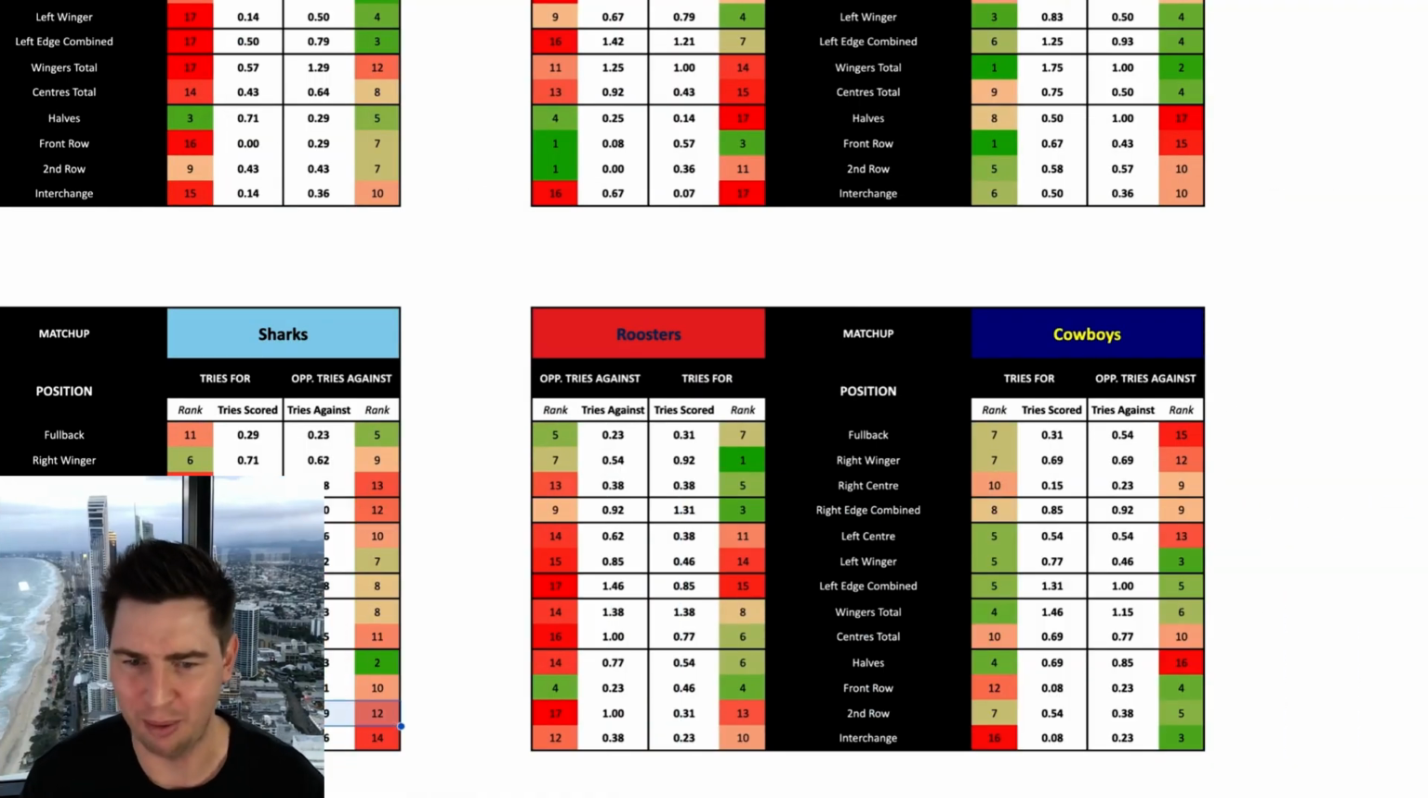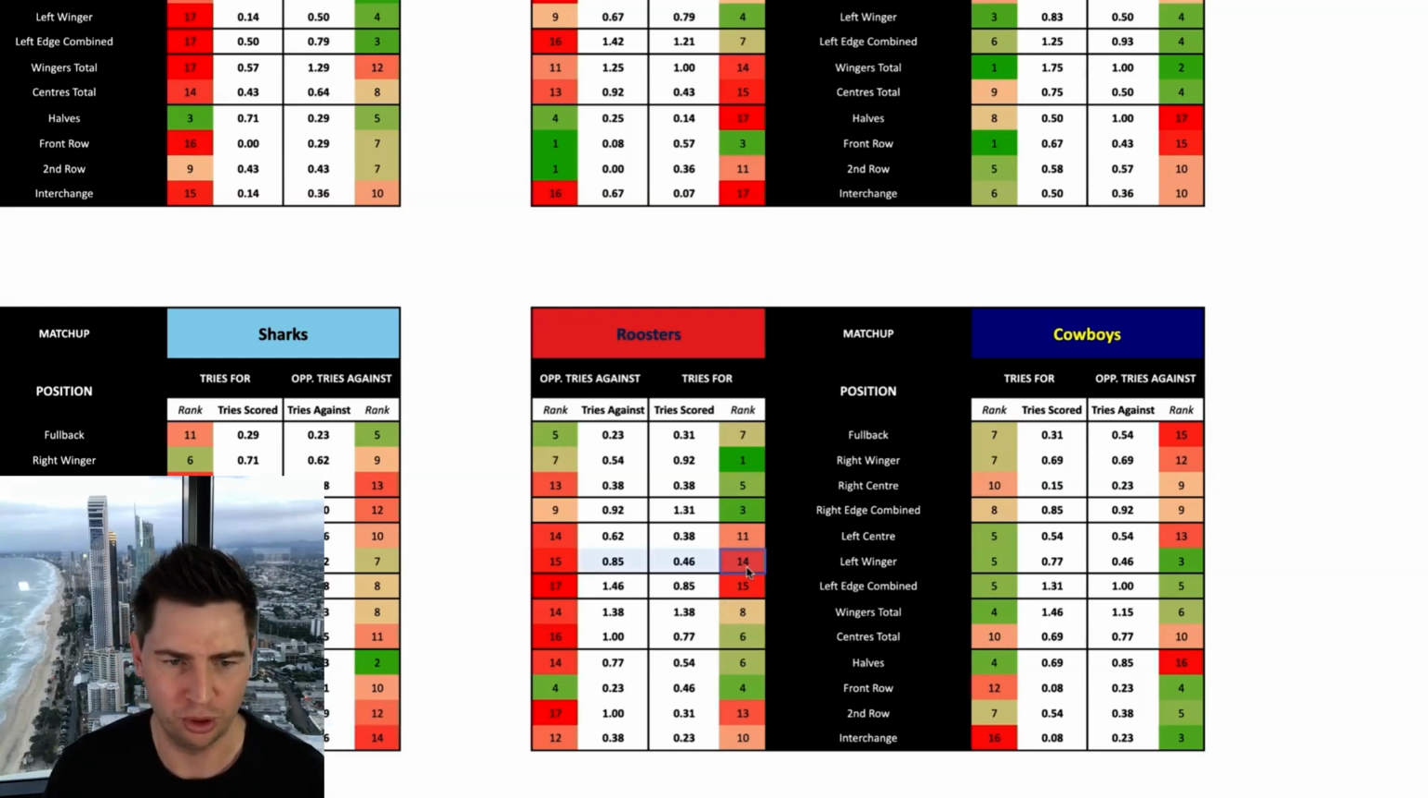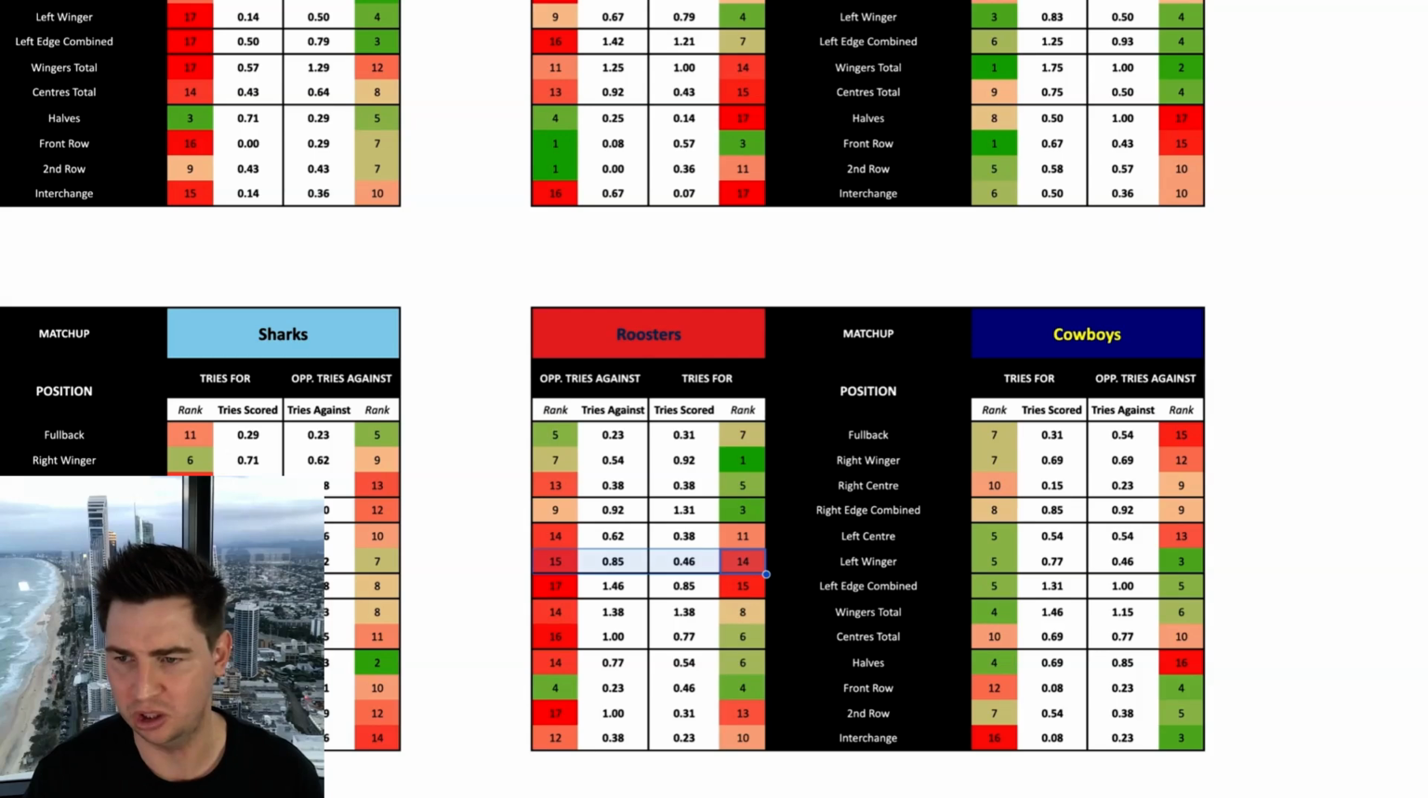Roosters versus Cowboys, just the one play in this game, and this was one of those games where when I first looked at it, I was like, oh, this is probably going to be a game where I'm going to have 2 or 3 selections. However, I'm just going to go with the one, and that is on the left wing for the Roosters, Daniel Tupou. He's $1.72 at Bet365.